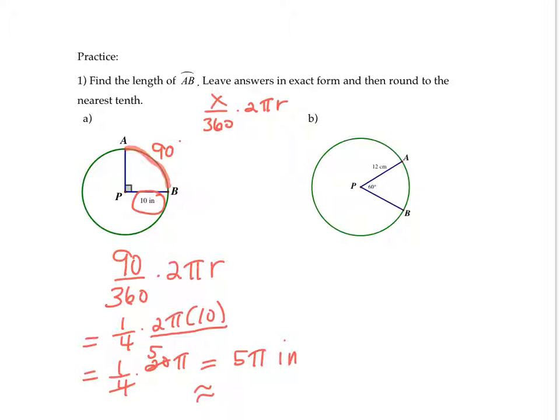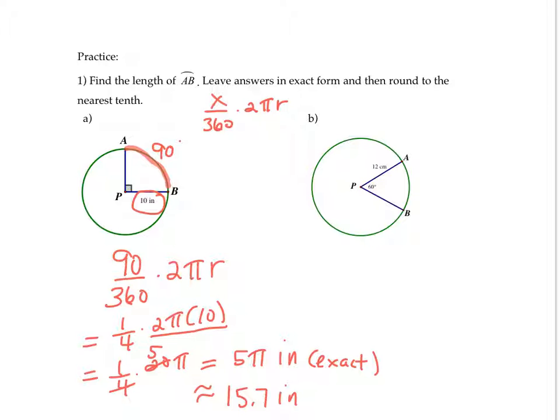But that's not really practical. Like 5 pi inches, you might say, well, I don't really know how many inches that is. If you multiply 5 by pi on your calculator, you'll find that it's approximately 15.7 inches. So the first one, in terms of pi, is exact. The second one is an approximation. Okay, let's try another one.